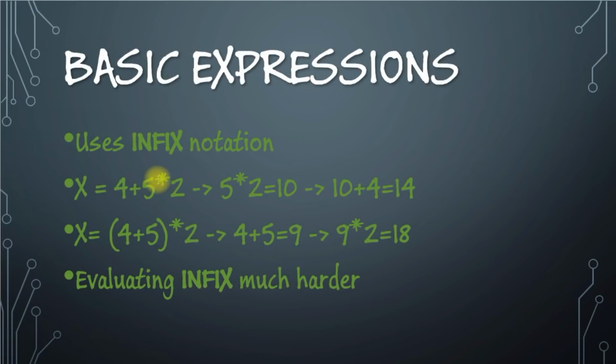Languages like BASIC use an infix notation. For example, you enter an equation like you would write it out on paper. The standard order of operator precedence is obeyed. In this equation, we would do 5 times 2 equals 10, and then add 4 to 10 to get 14. If, on the other hand, we were to put parentheses around that 4 plus 5 and make that quantity 4 plus 5, or 9 times 2, that would be 18. So depending on how we arrange the equation and the parentheses and the order everything's written in, it changes our outcome. For the computer, this makes evaluating infix much harder.